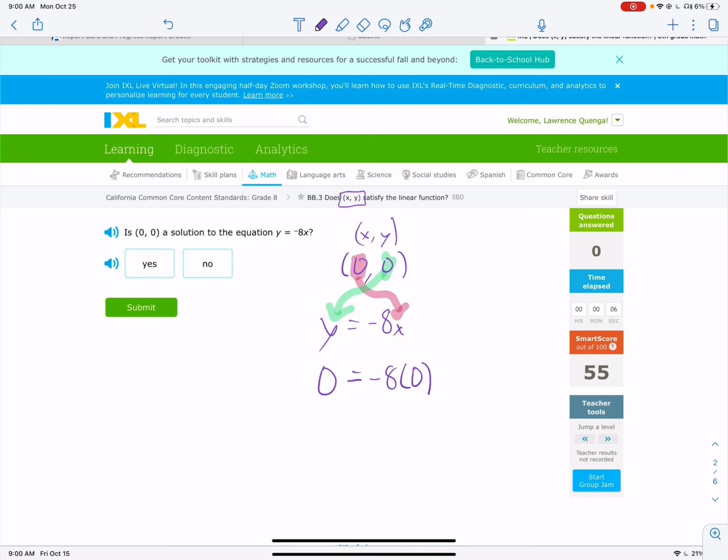Remember, whenever we have an x right there next to our number, when we have a coefficient and a variable, they're multiplying by each other. So we have 0, nothing happens on the left side, and then we have negative 8 times 0. We know that 0 times anything is just 0, so 0 equals 0. Does 0 equal 0? Yes, it does. So, yes, (0, 0) is a solution to y equals negative 8x.